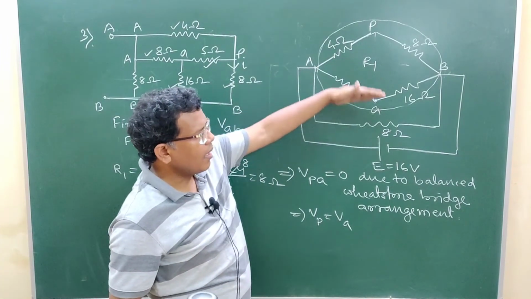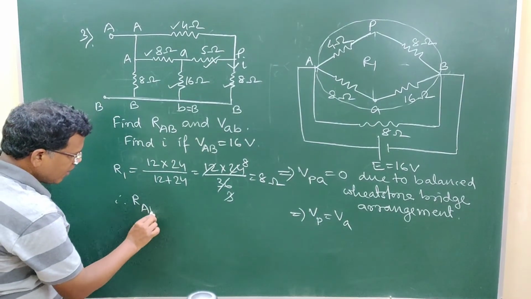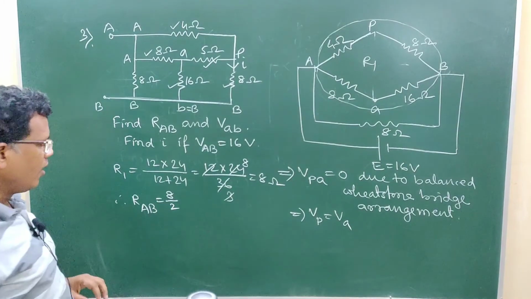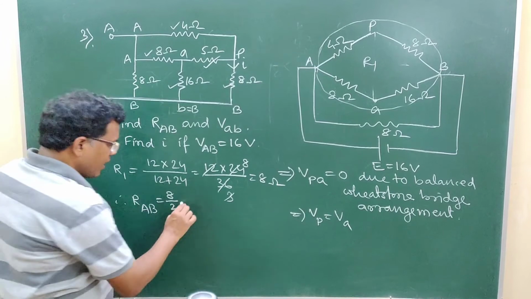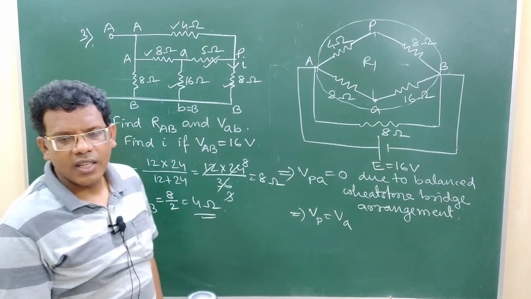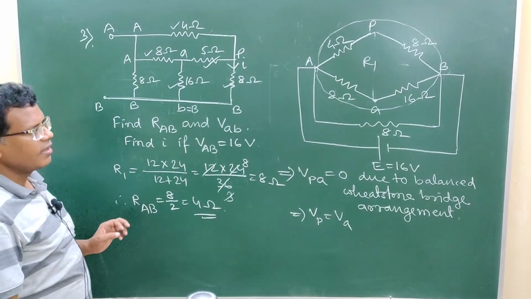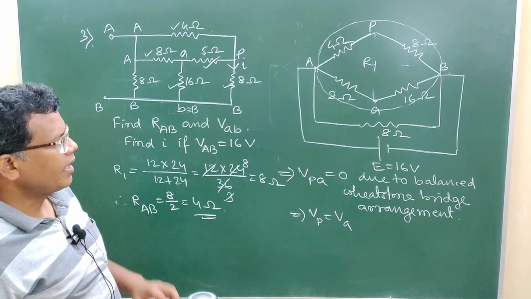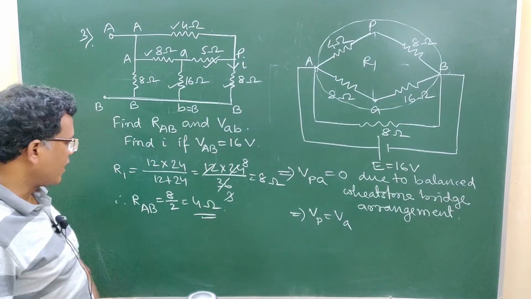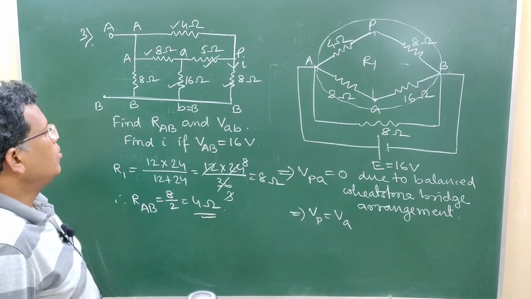and that 8 ohm is in parallel with another 8 ohm. So therefore RAB will be 8 by 2. Two equal resistors in parallel means their effective resistance will be half of that. So it is simply 4 ohm. So 4 ohm is the R equivalent. 4 ohm is the R equivalent here between A and B. This was the first part that we had to know. So that R equivalent is 4 ohm.